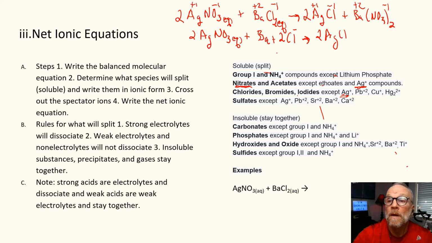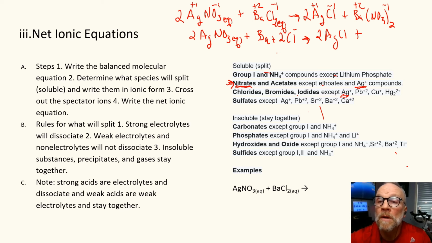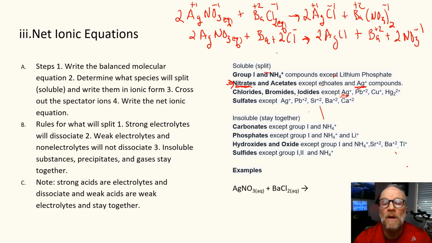2AgCl. And then we have barium nitrate. So all nitrates split, right? Nitrates here. All nitrates split apart, and it's not one of the exceptions. So this one will be written as ions, Ba plus 2 and nitrates here. All right, so now we have an ionic equation, but it's not the net ionic equation.